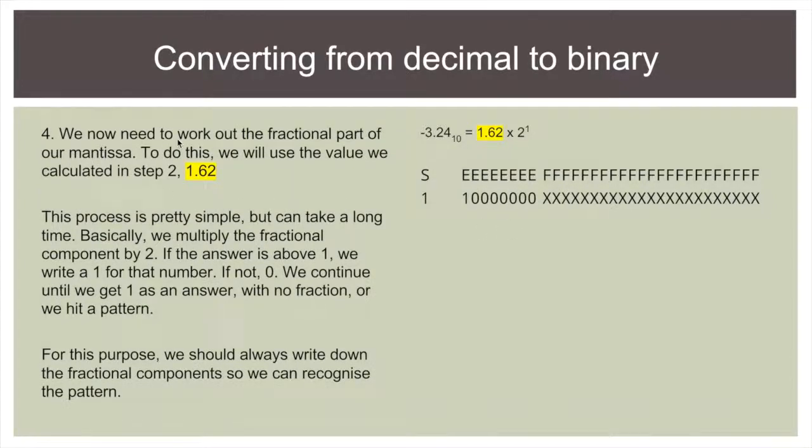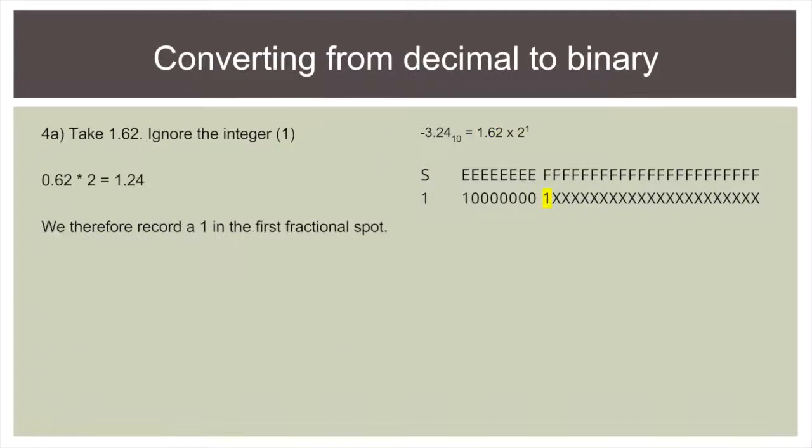And now we need to work out the fractional part of the mantissa. And to do this, we'll use the value we calculated in step 2, which is 1.62. All right. And this is pretty simple, but can take a long time. We basically multiply the fractional component by 2. If the answer is above 1, we write a 1. If it's not, we write a 0. And we continue until we get 1 as an answer with no fraction, or we hit a pattern. For this purpose, we should always write down the fractional component so we can recognize a pattern.